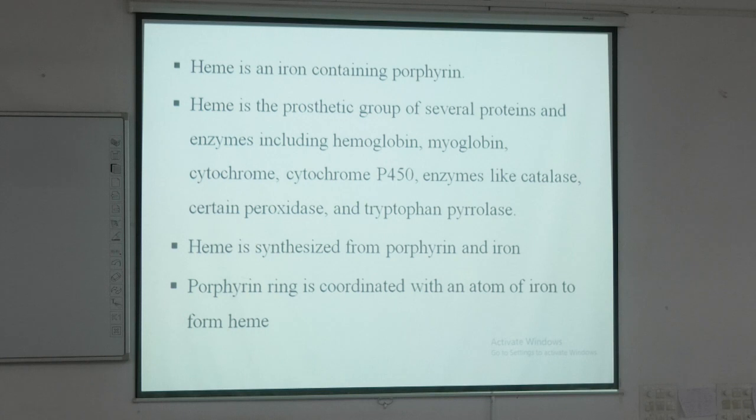When we see the structure of hemoglobin, it is an iron containing porphyrin. And it is a prosthetic group of several proteins and enzymes which include hemoglobin, myoglobin, cytochrome P450 and some enzymes like catalase, peroxidase and tryptophan pyrrolase. And the porphyrin ring is coordinated with an atom of iron from the heme. As I already told you, it is a tetrapyrrole ring structure. What kind? Tetrapyrrole ring structure.